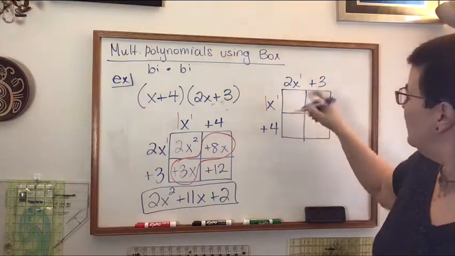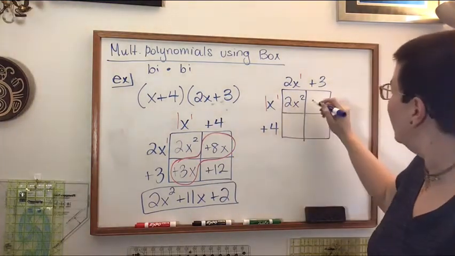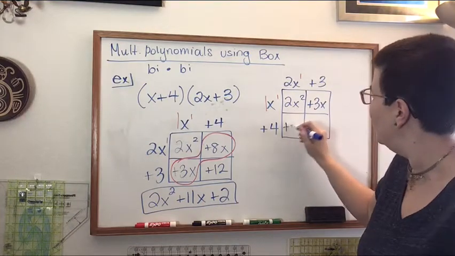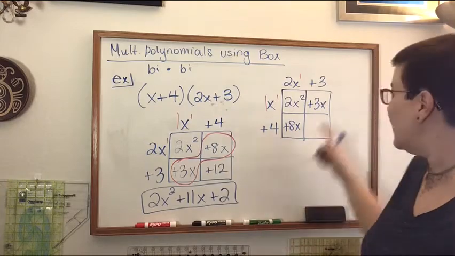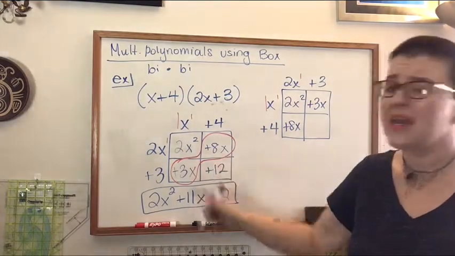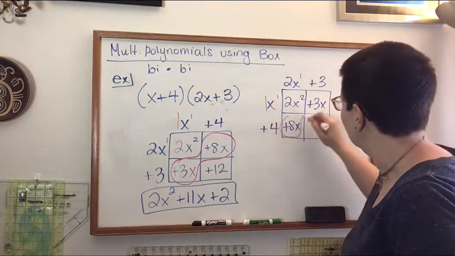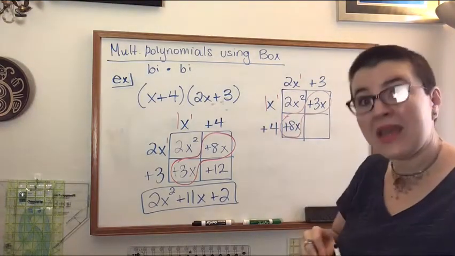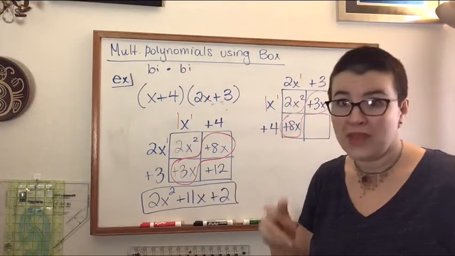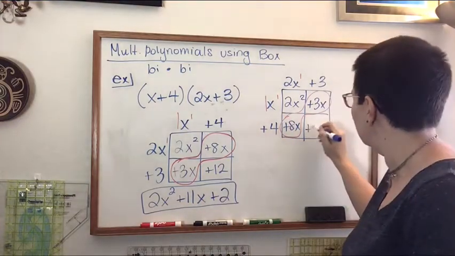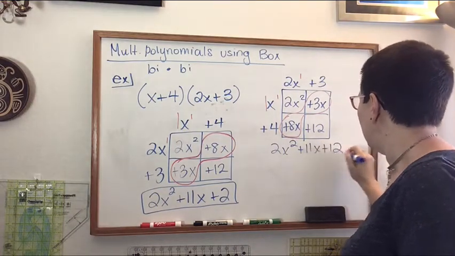Now, what if I had flipped it? Watch what happens. I get 2x squared. Same. Now I'm going to get 3x, and then I'm going to get 8x. Not the same, but because they combine, 3x plus 8x is the same as 8x plus 3x. So even though my problem looked a little different to start with, my answer is going to be the same because all that happened is my diagonals flipped their location. And then 4 times 3 is 12 again. So I get 2x squared plus 11x plus 12.